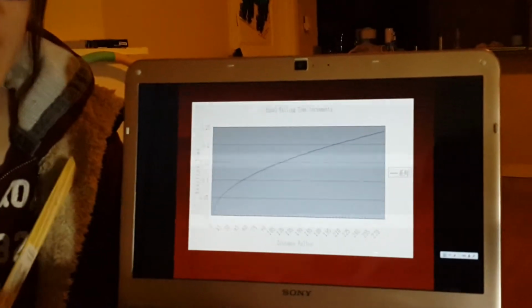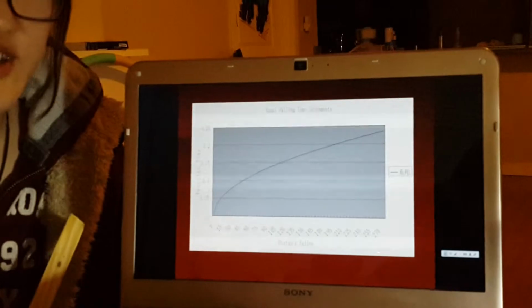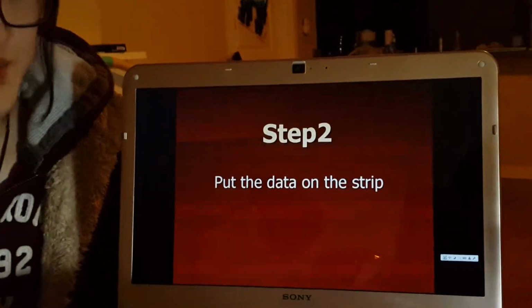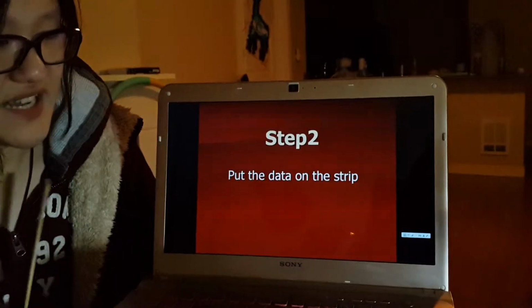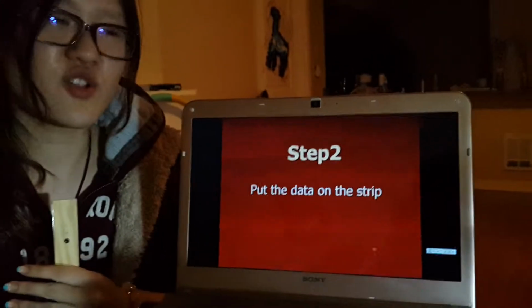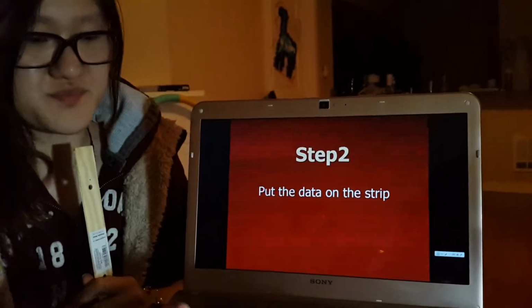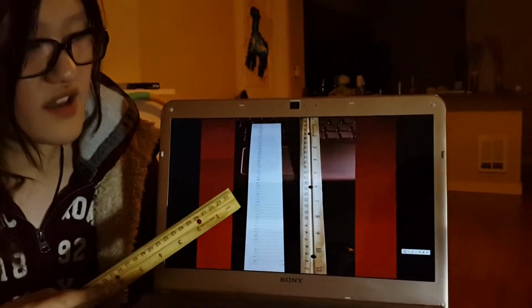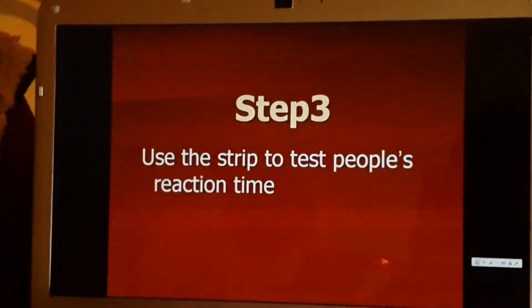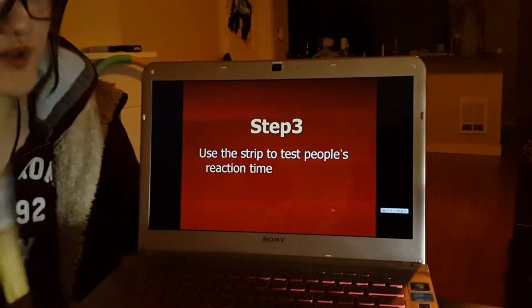After my two parts of calculations, I go into step 2, which is putting the data I got from the second calculations on the strip. So this is the picture of my finished strip. The interval of the distance is 5 millimeters, and on the left side, the numbers I put here are the reaction times. After I finish the strip, I use it to test people's reaction times.